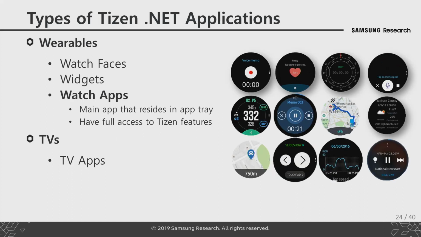And the last one is the watch apps. They are the main apps that reside in your app tray. They have full access to Tizen features, so you can create a more powerful application there. For example, we have voice memo, heart rate, stopwatch, golf, navigation, music player, and more applications. They are all on the app stores.